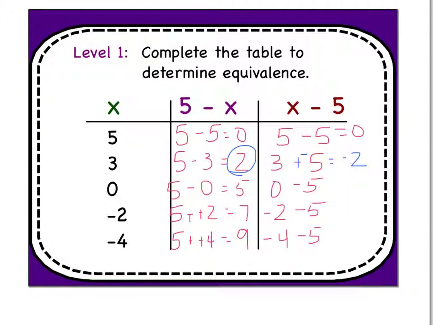Are 2 and negative 2 the same number? You should say no, they are the opposites. 0 minus 5, or 0 plus negative 5, is going to give us negative 5. So what I'm noticing is that we're developing opposites here.